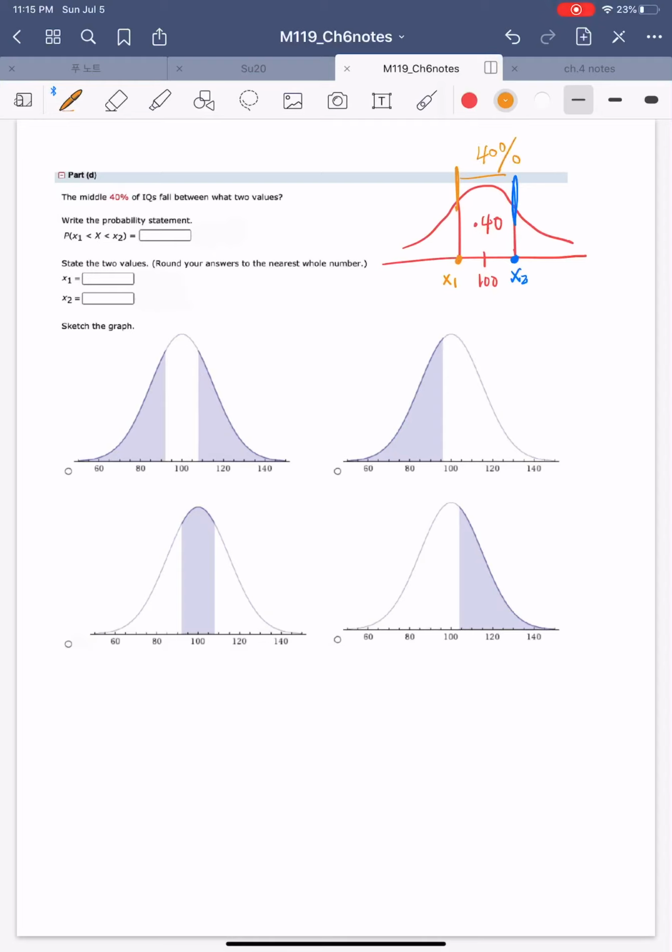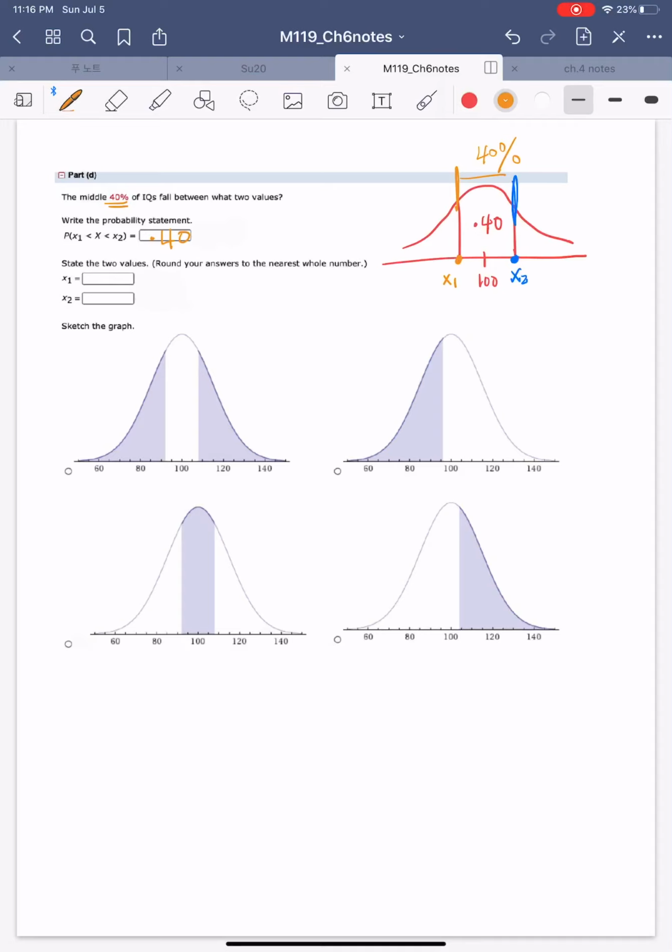Okay. So write the probability statement. The probability between x1 to x2 is 40%, so 0.40. And let's find those x1 and x2. Now, those of you who have an option left, center, right, this is where it's nice. If you have that button, you're going to get x1 and x2 right away.